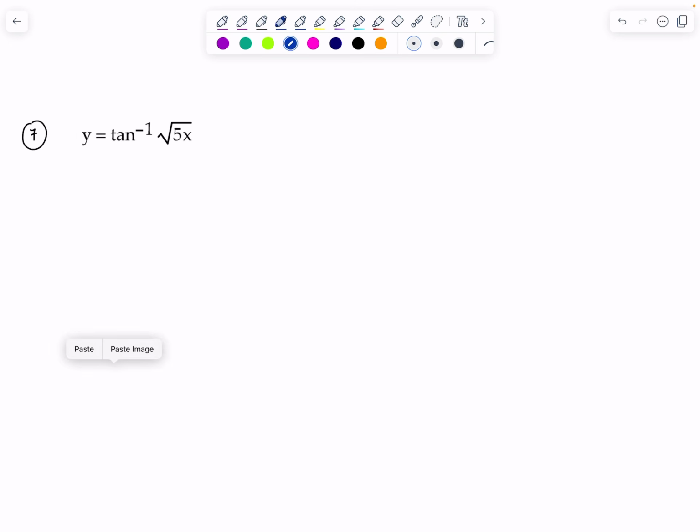Okay, y prime, the derivative of tan inverse of something is 1 over 1 plus the something squared. So in this case, I'm going to have the something squared. Yes? Yes, Professor V. Okay, good. Then you're going to do the chain rule, so you're going to multiply by the derivative of the something, rad 5x.